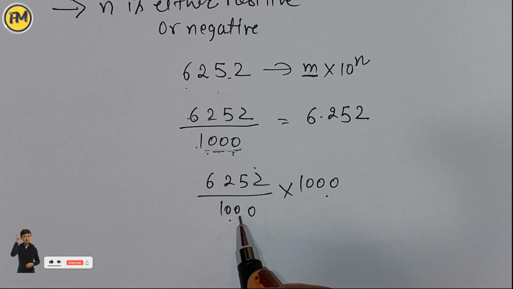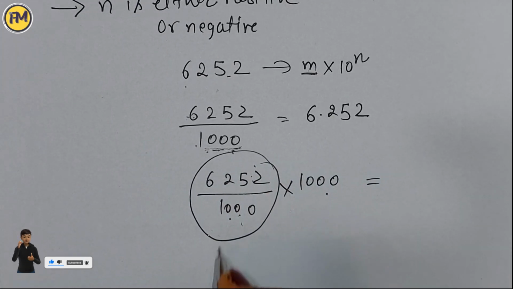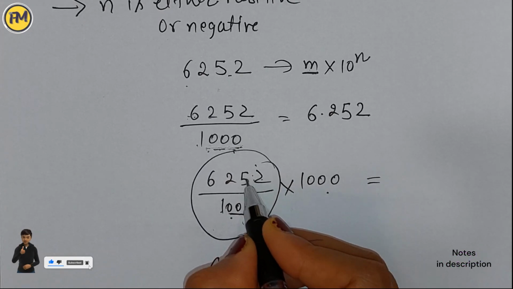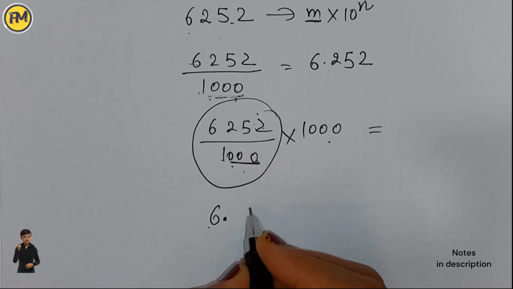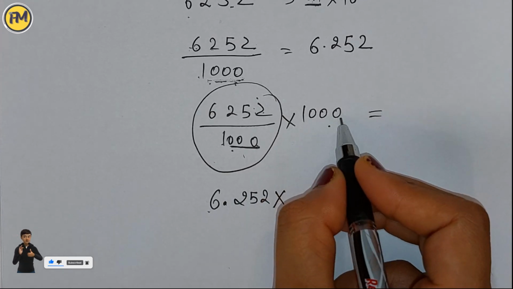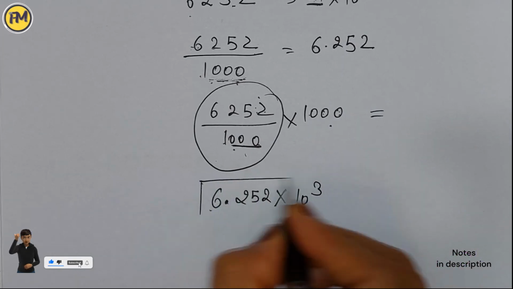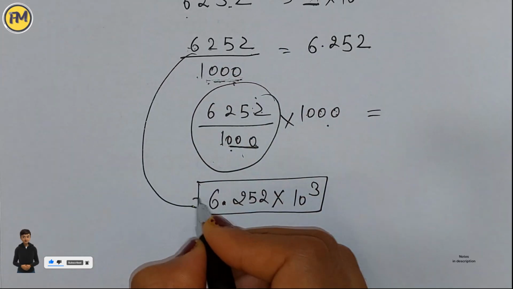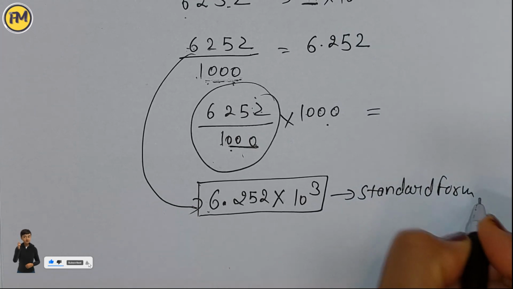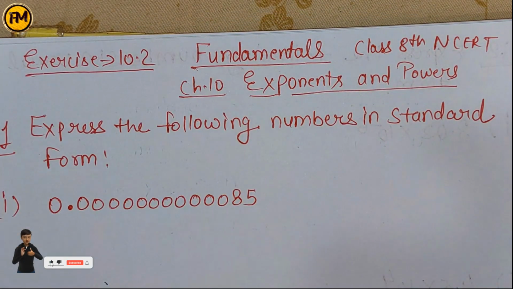So here, first solve this. This will become dividing by 1000. There are 3 zeros, so count 1, 2, 3. The decimal point will come here, so it will become 6.252 into 1000. And 1000 in exponent means 10 raised to the power 3. So this is the standard form of this number. I hope you understood. Now let's start our exercise 10.2.